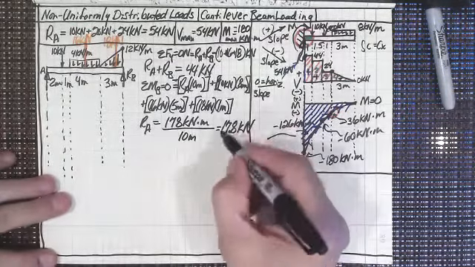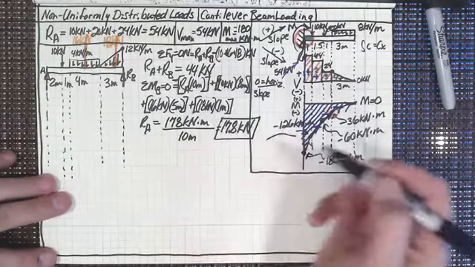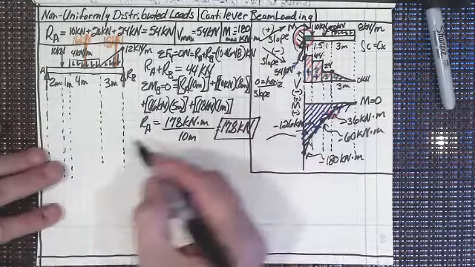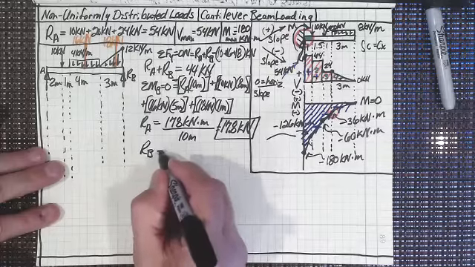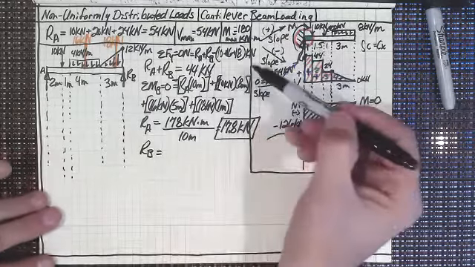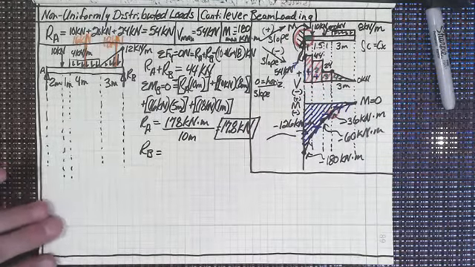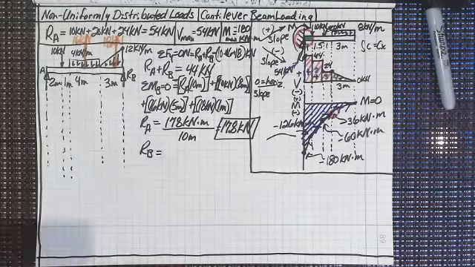All right, so R sub A is 17.8 kilonewtons. Boy, I've seen that someplace before. That was in another one of the examples, and it came out to about the same. So that means R sub B, because R sub A plus R sub B is 44. So 44 minus 17.8 gives me 26.2.